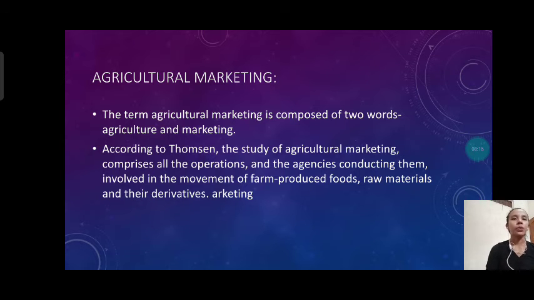Okay, let's proceed to agricultural marketing. The term agricultural marketing is composed of two words, agriculture and marketing. According to Thompson, the study of agricultural marketing comprises all the operations and the agencies conducting them, involved in the movement of farm-produced foods, raw materials, and their derivatives. Also, agricultural marketing is a part of marketing which deals with production, effective distribution, and exchange of agricultural goods. Obviously, it can provide employment opportunities to the people of the nation, supporting the process of industrialization within the country.